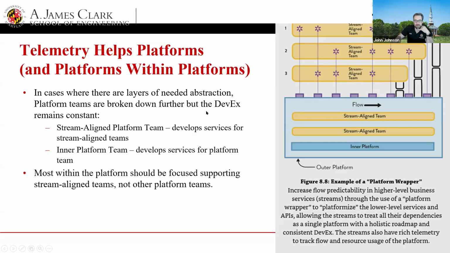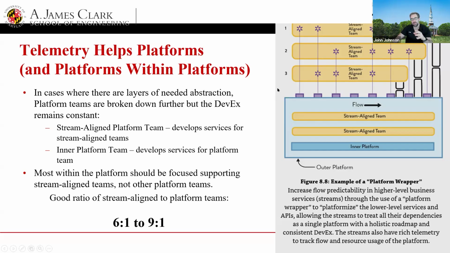Most within the platform should be focused on supporting streamlined teams, not lots and lots of inter-platform teams. If you're doing that, then your platform is too big. We want to go for the thinnest viable. A good ratio is that you want to have 6:1 to 9:1 in terms of application to product to platform teams.